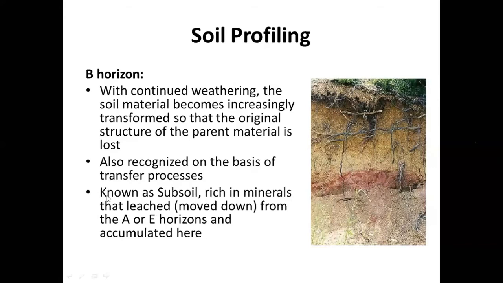So B horizon is also known as subsoil, rich in minerals that leached from the A or E horizon and accumulated here. This is very important to understand. So B horizon can also be called a subsoil in some papers or in other books. You can understand what is subsoil. So B horizon actually can be termed as subsoil.